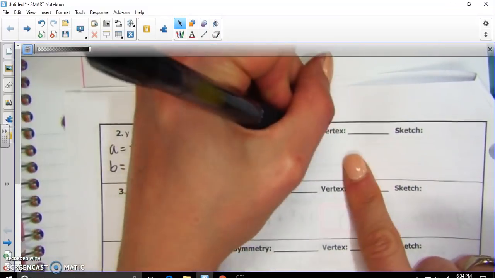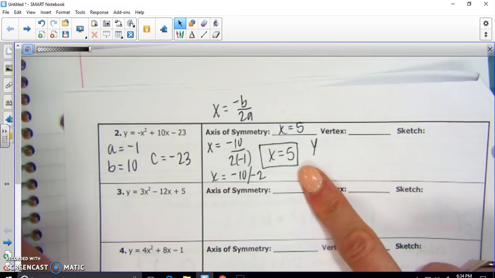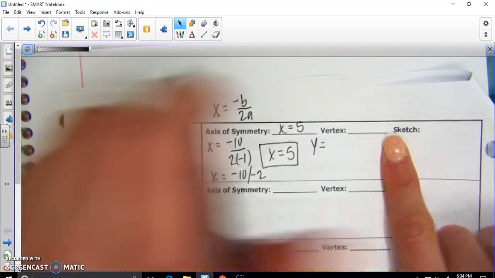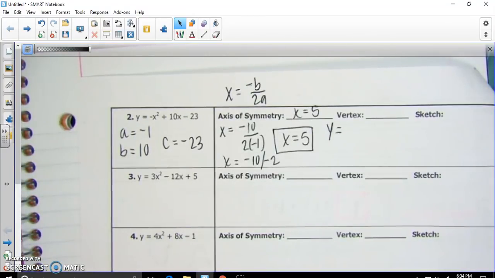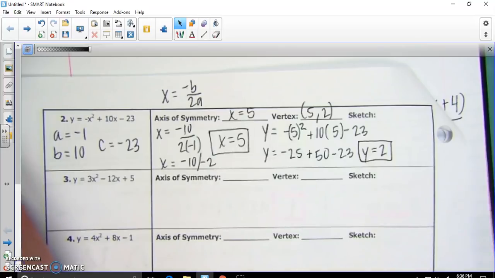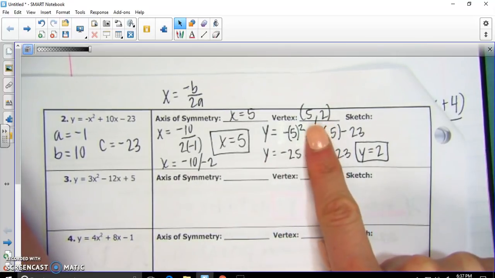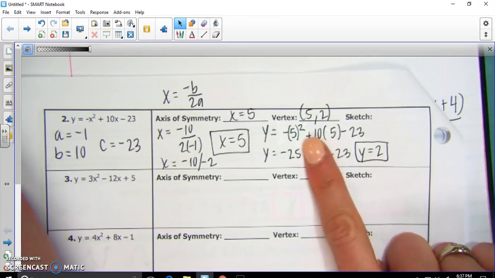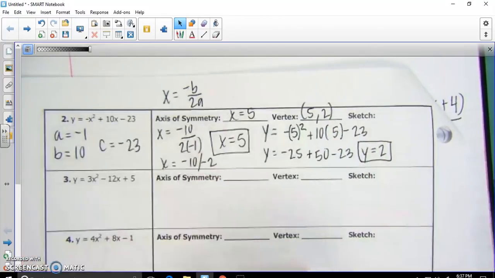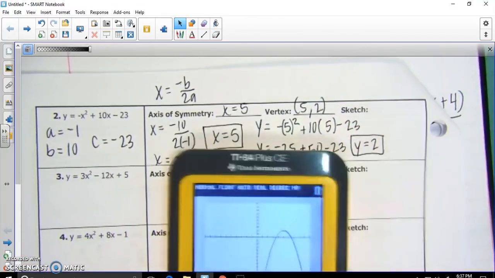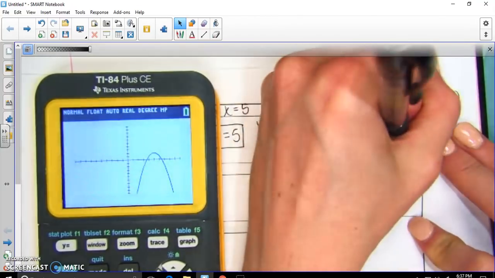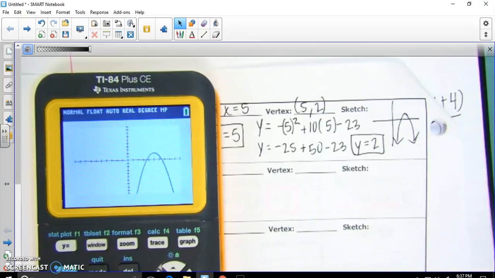So for the vertex, we take our formula and we plug in the x value to find that out. So pause, do your work, and then check back in a moment when you're done. So check your work. We plugged in our 5 for x. You get that y is 2. So our vertex is at 5, 2, and the graph is going to look something like this. So for sketching, it opens downward, which makes sense because it's a negative graph.